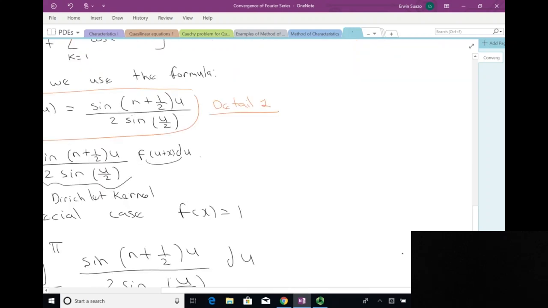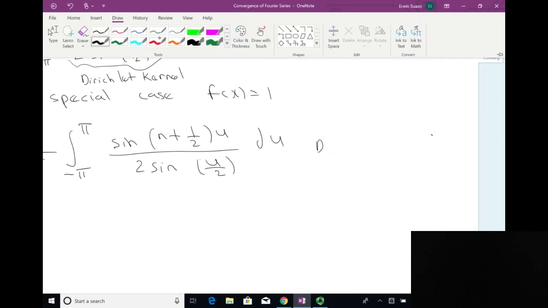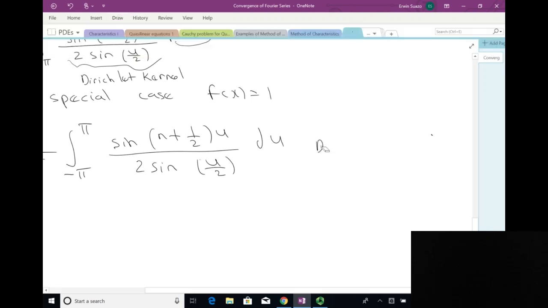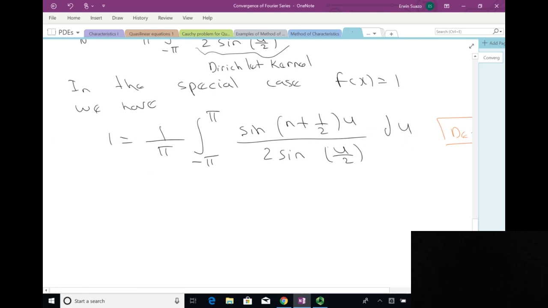Detail 2. Just put it in, I think I put it in orange. So detail 2. That will be another thing we have to check. Okay, but those are little details that are easy to do. I don't want to start doing that because you might lose the main point of the proof.